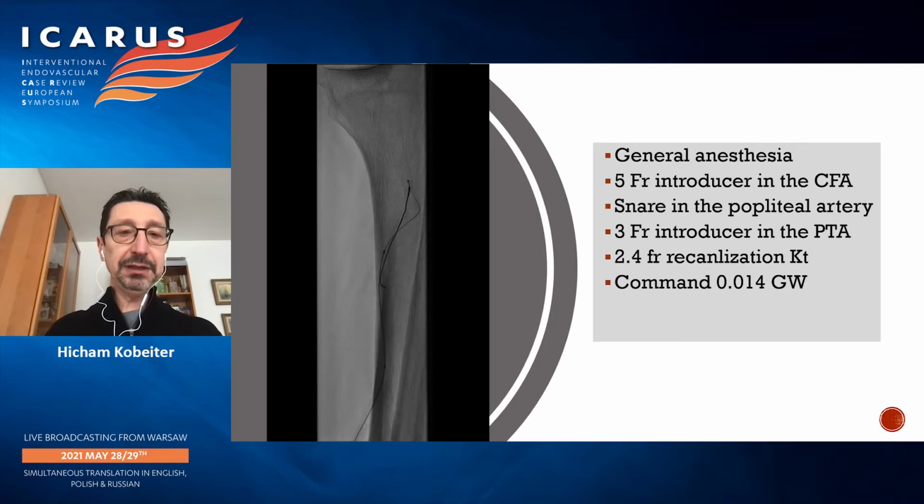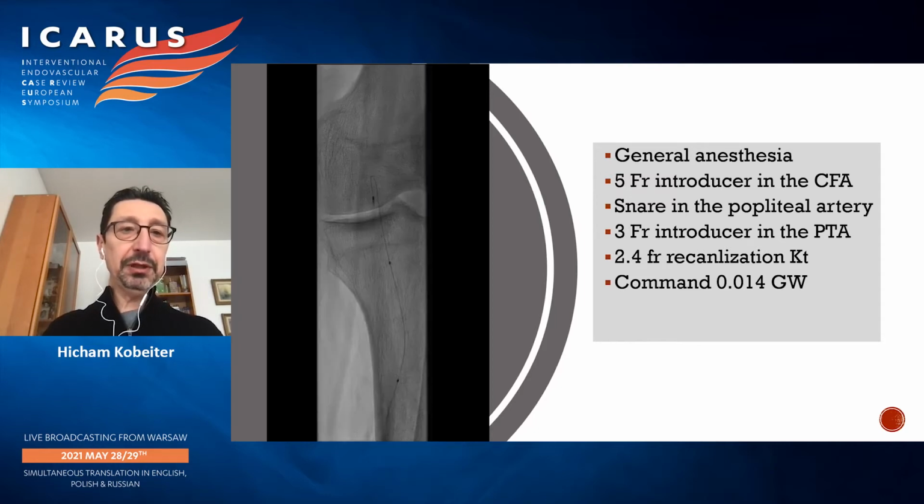Puncturing the distal part of the posterior tibial artery, we put in a 3 French catheter, and we used a 2.4 recanalization catheter over a 0.014 guide wire. We pushed; it was probably a subintimal recanalization. We did find the good lumen, the true lumen, in the distal part of the popliteal artery. We crossed with the catheter and the guide wire, and here we see that we were in the good lumen.